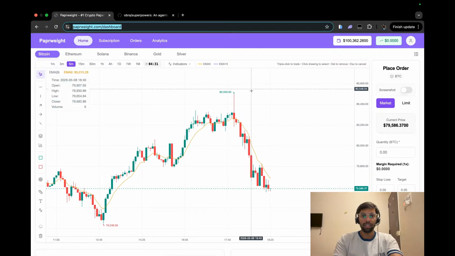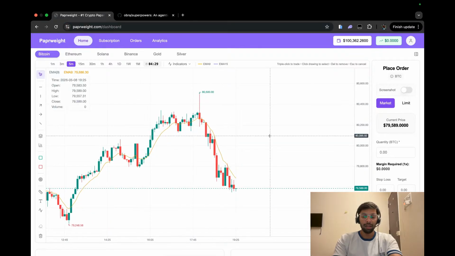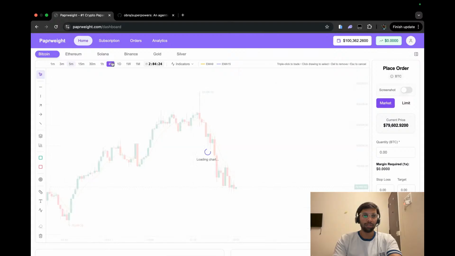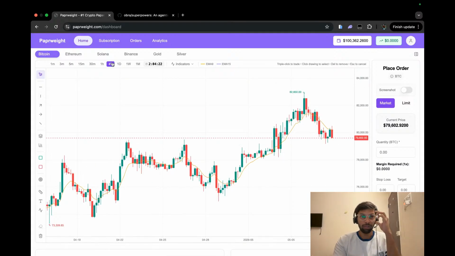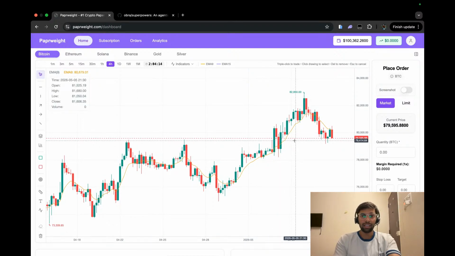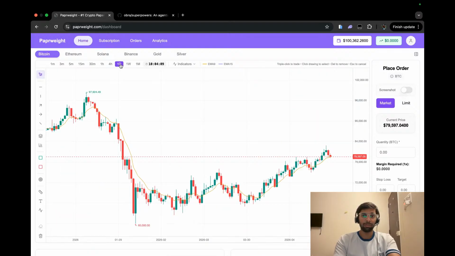All right, so let's get started. Let's start with Bitcoin itself. Let's see what is happening in the 4 hour time frame. At the 4 hour time frame, you can see that the market is in higher highs, and then it touched the peak. Let me see what is happening in the daily time frame.